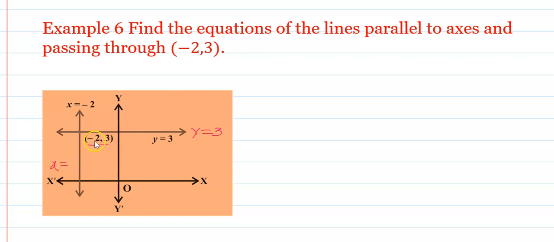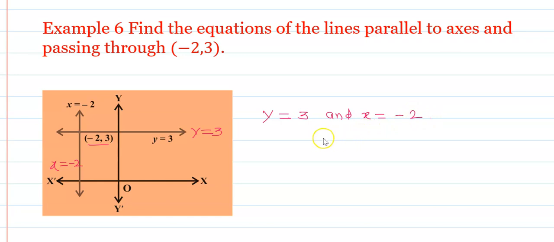What is the x coordinate for this point? It is -2, and therefore here the equations of the lines are y = 3 and another is x = -2.